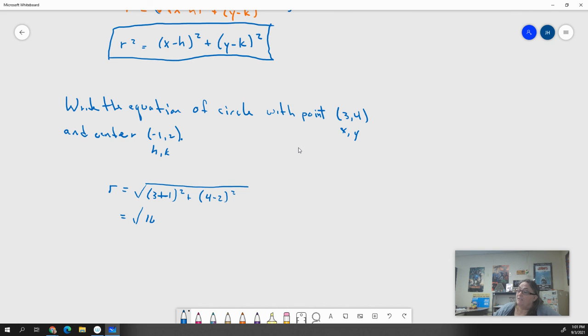Here I have 4 minus 2. Well, that's 2. When I square it, that's going to be 4. So 16 plus 4 is 20, so I have the square root of 20. That is my radius. Right now, we can go r equals the square root of 20.